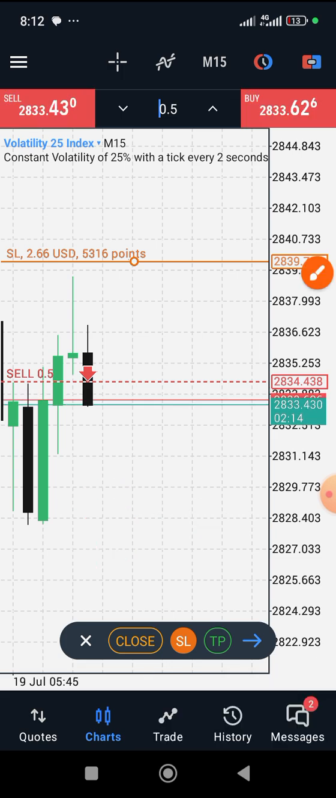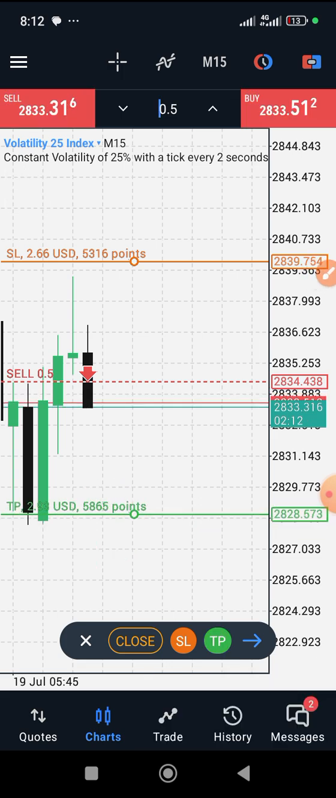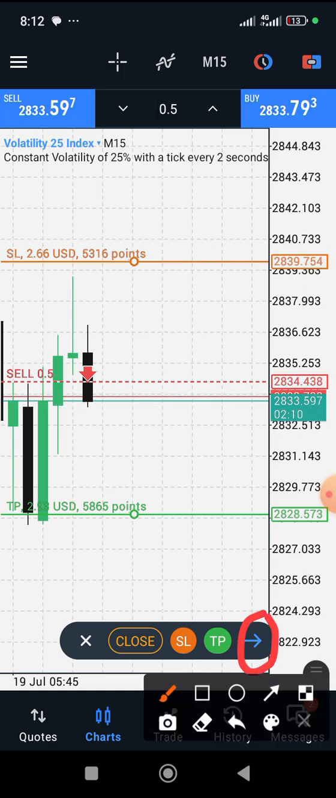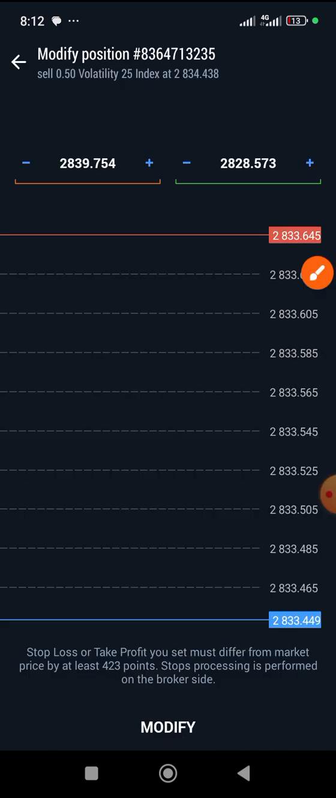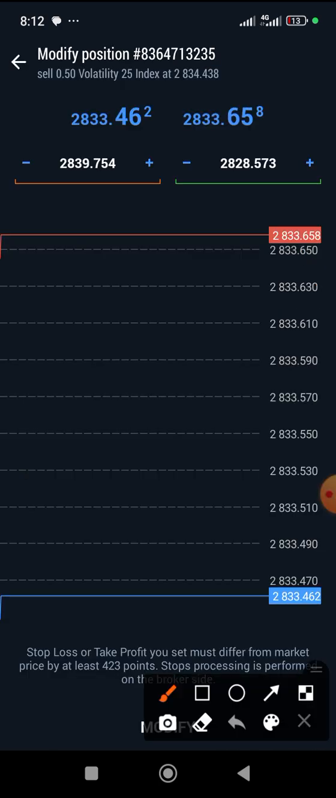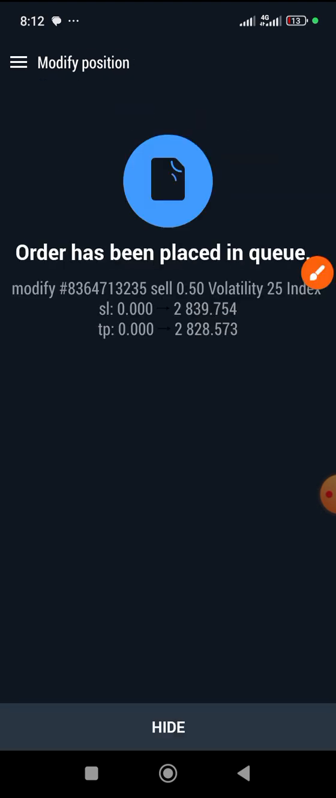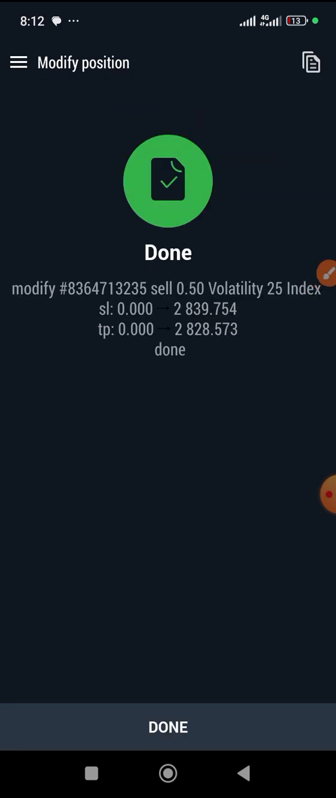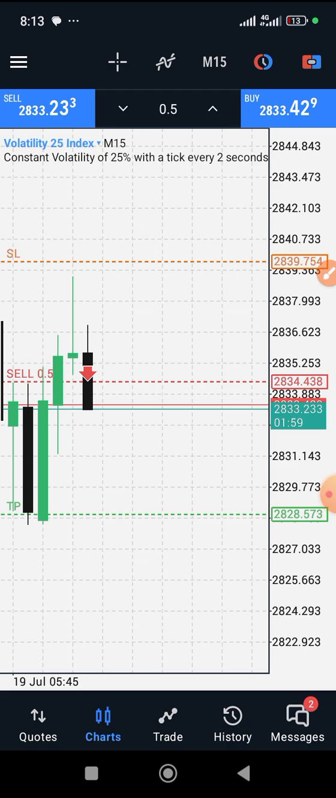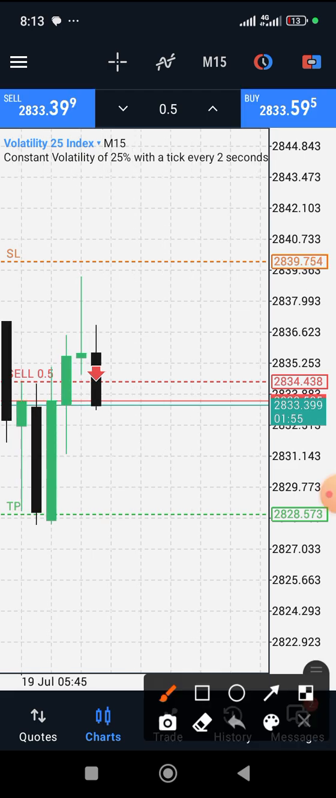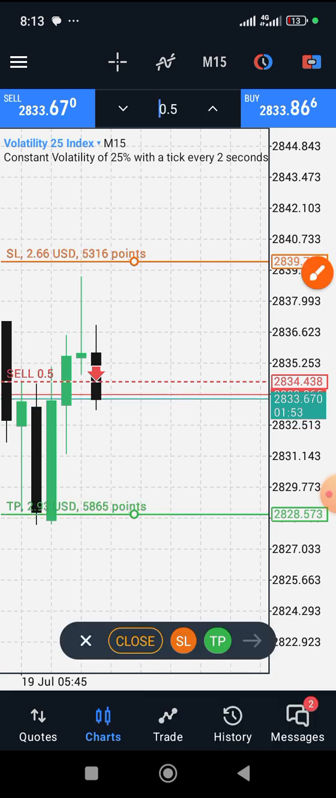So let's do that. Let me just do that. Then after you are done, click on this arrow here. Then click on modify below. Then you can click on add. Click on done. Okay, I don't think done is a button that can be clicked. But look, if I click on the price again now, you'll see.